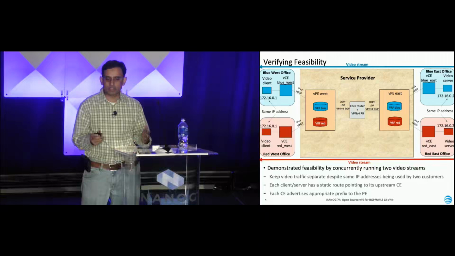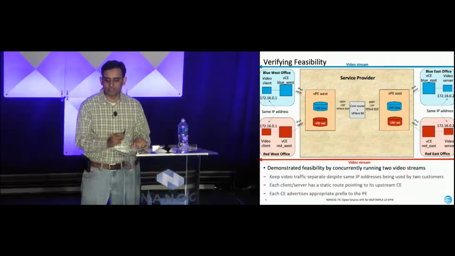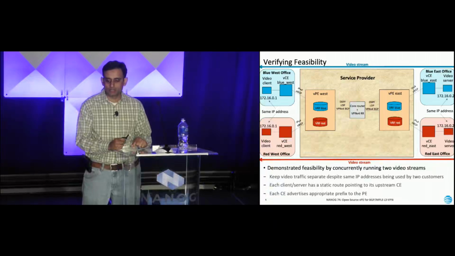Now this service provider in this testbed provides connectivity to 2 customers, blue and red, and each customer has 2 sites, on the west and on the east. So you can see that VPE west is connected to west offices of both the customers, and similarly VPE east is connected to the east offices of the 2 customers.